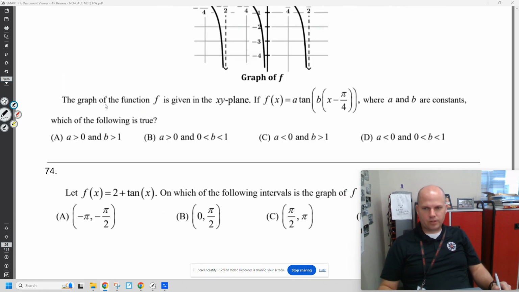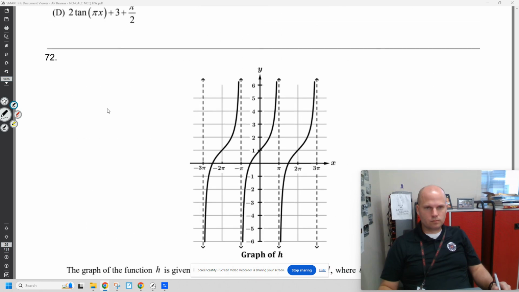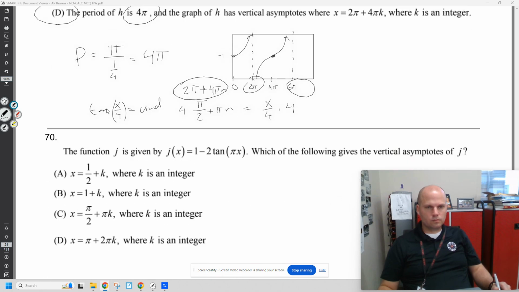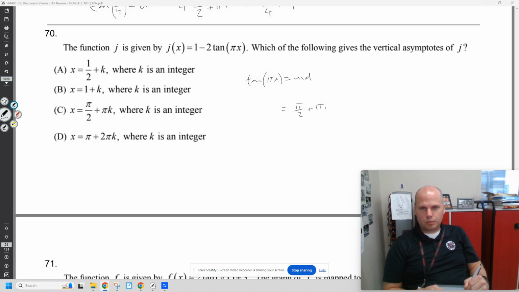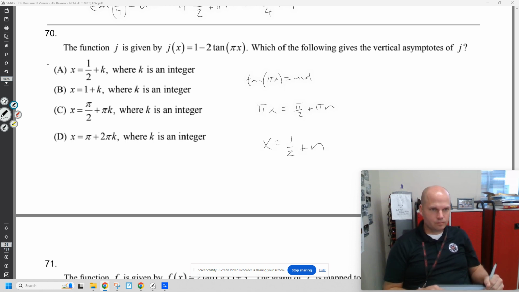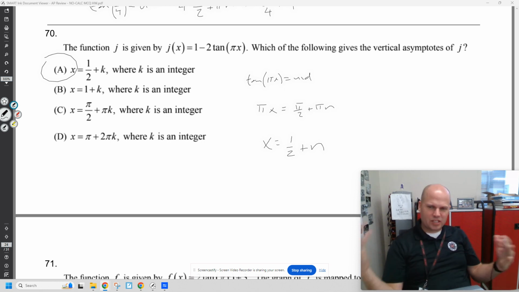All right, I think I can finish this. All right, same deal. Let's do it. When is tangent of pi x undefined? Those are going to be pi over 2 plus pi n's. Divide by pi, I get 1/2 plus n. Probably easier than sketching the graph, understanding the period, and stepping it out.